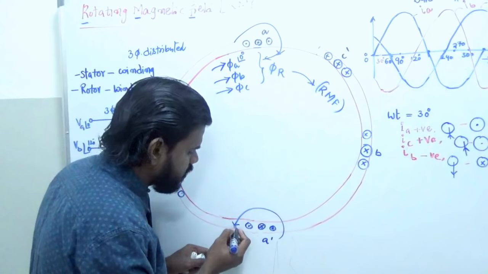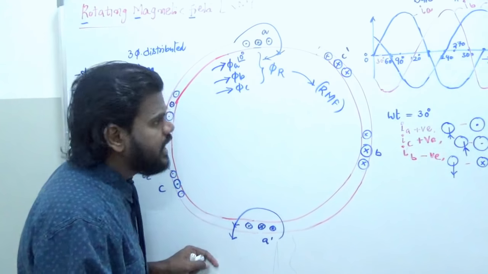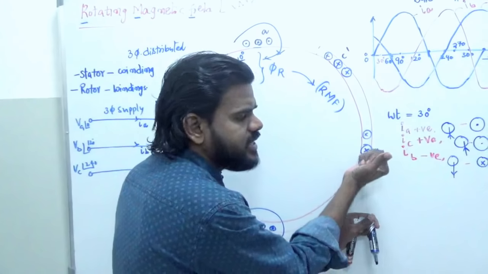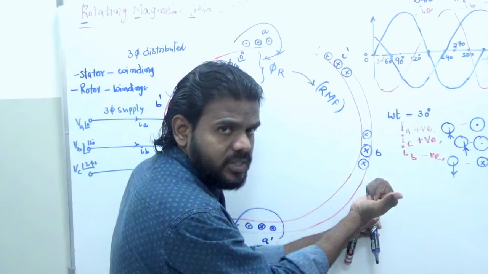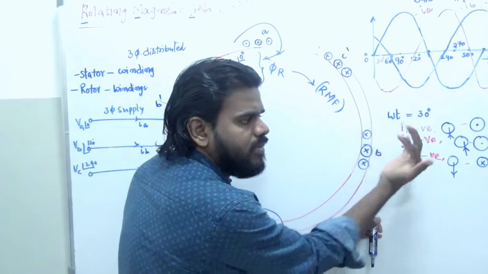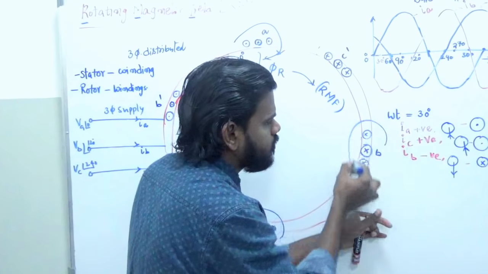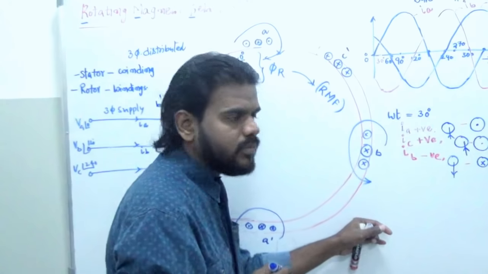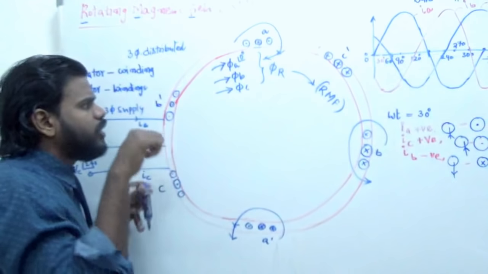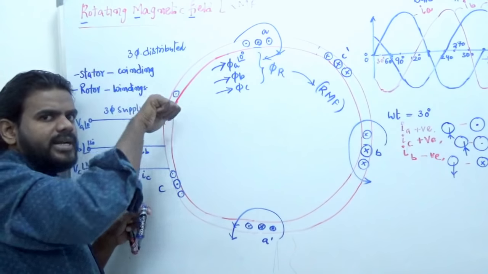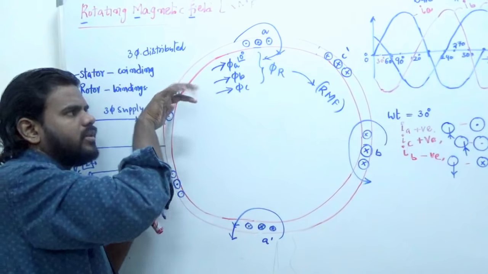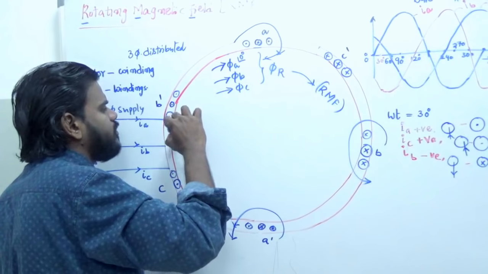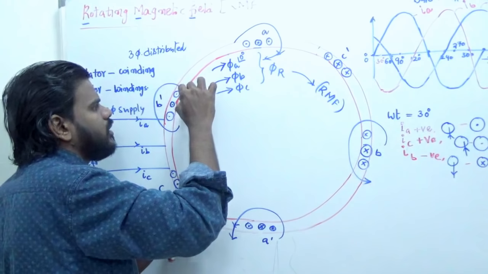Are you with me, my dear? Okay, fine. Similarly, for B, the current is coming out, yes or not? So the flux direction will be in the direction of fingers. B dash, the current is going in, right? So you will have this direction of flux. So you will have the flux direction this way.